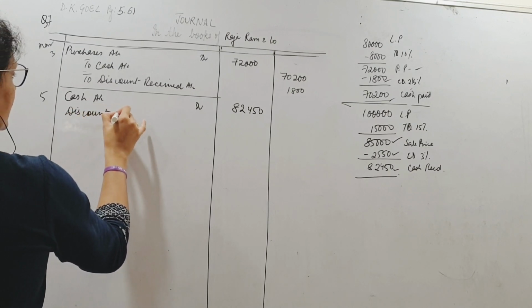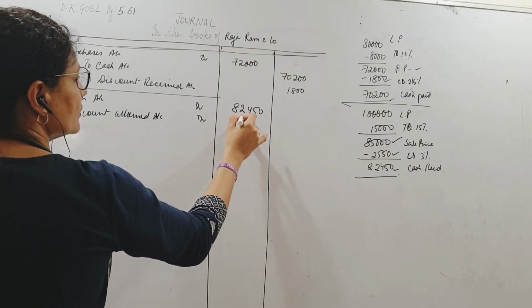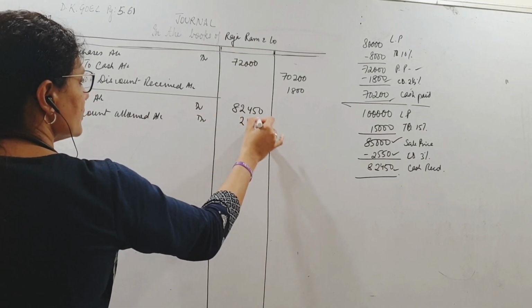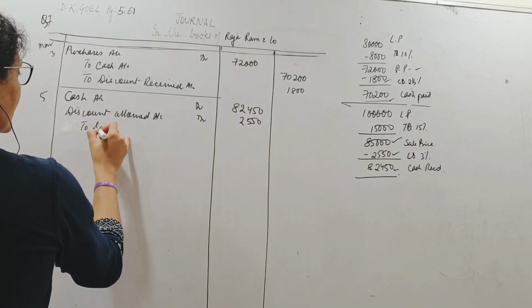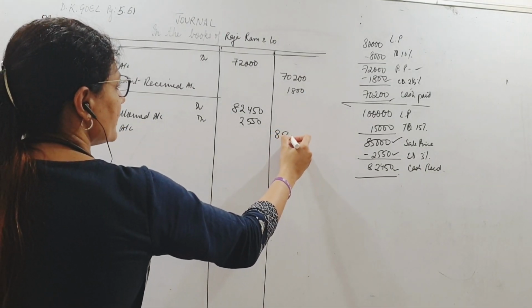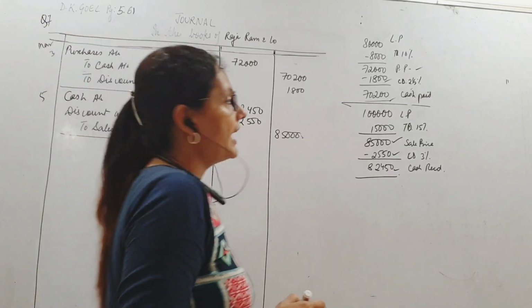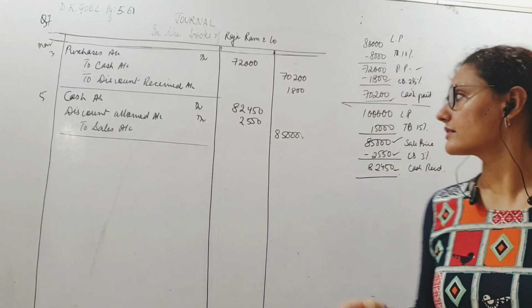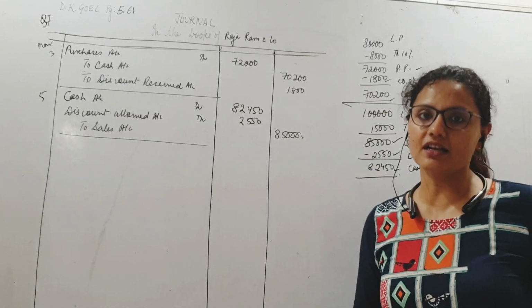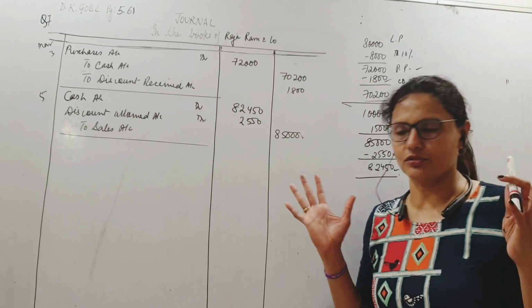Discount allowed account, expense. So 2,550. And to sales account, my income, 85,000. Being goods sold at 15% trade discount and 3% cash discount. So these are all cash transactions happening together.